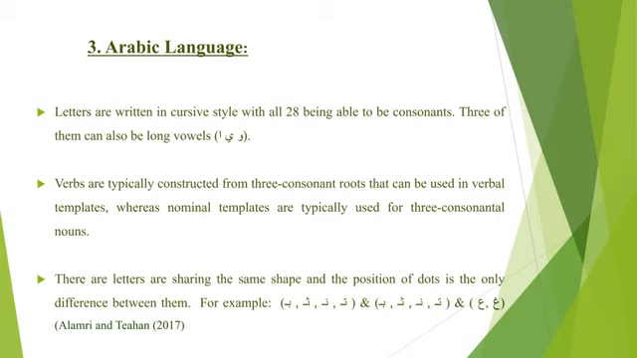There are letters that share the same shape, and the position of dots is the only difference between them. As you can see here in the examples, we have a set of letters that are very similar in shape. Note that these letters have similar forms but different sounds. When dyslexic students write these letters, various errors are made. The most common errors include omitting letters, adding letters, substituting letters, and transposing letters.